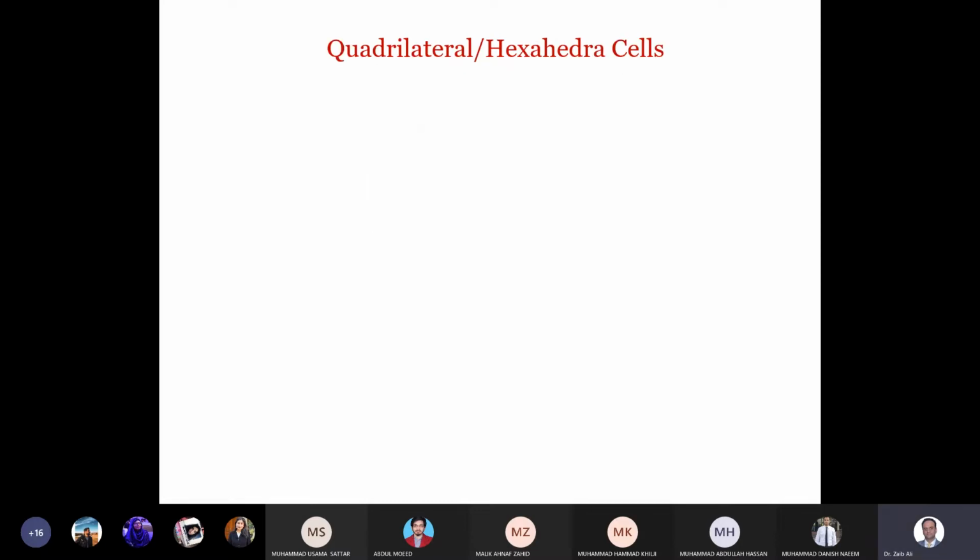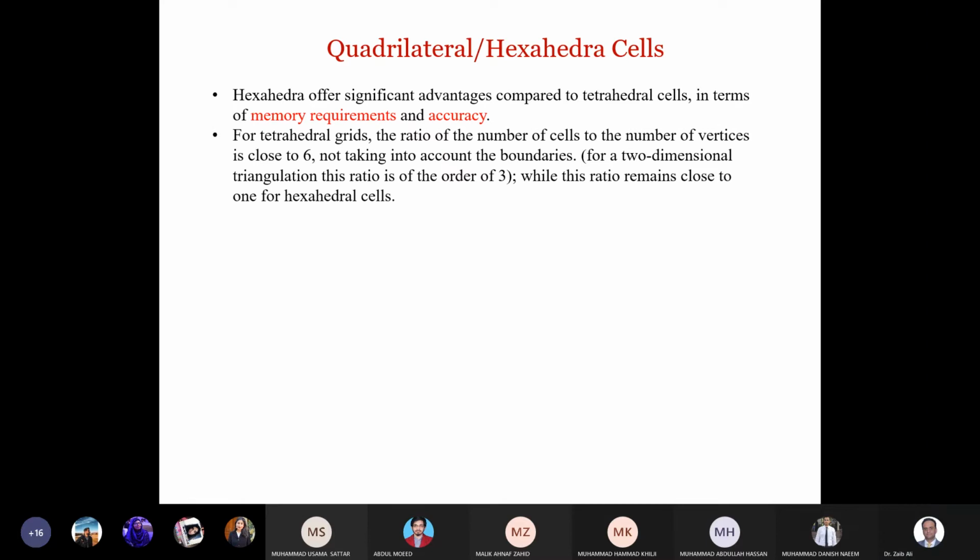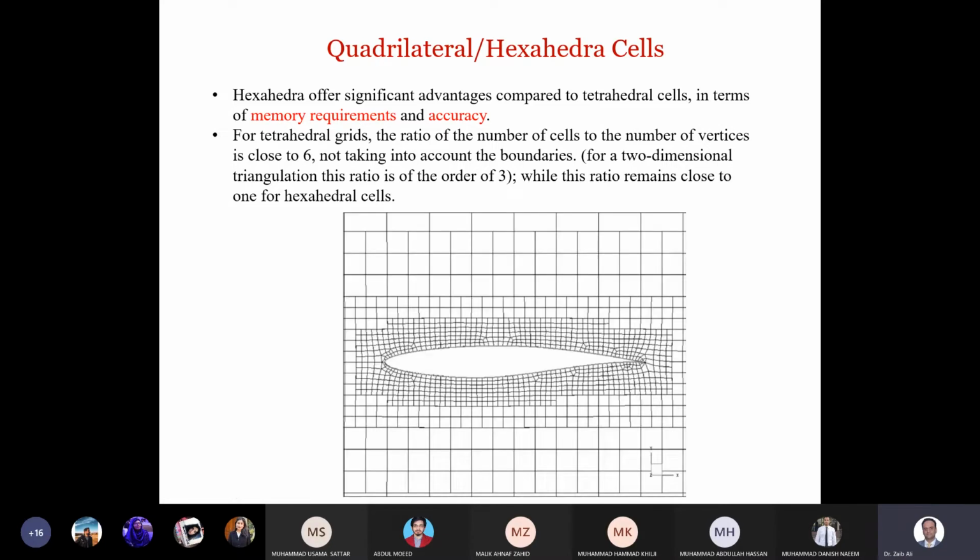You can also create unstructured quad and hexagonal meshes. So quad for 2D and hexagonal for 3D. Because it will have the advantage that generally quad shapes, or hexagonal in 3D, are more accurate, and they also require low memory storage as compared to triangular or tetrahedral meshes.